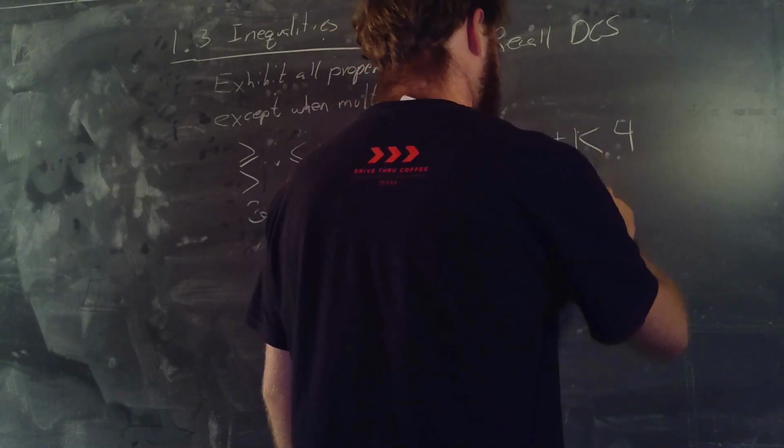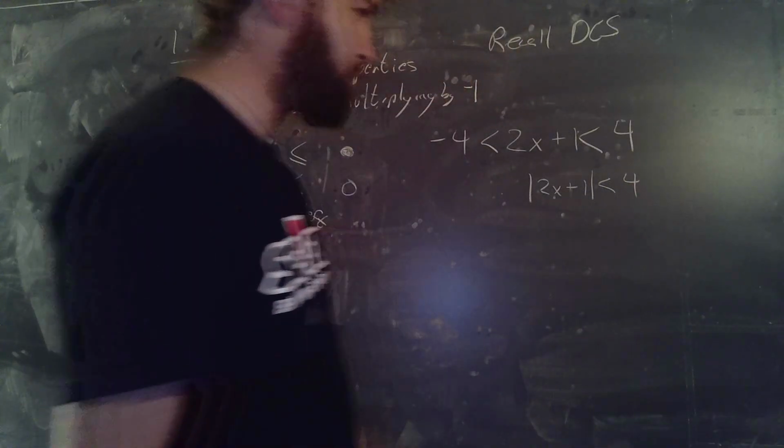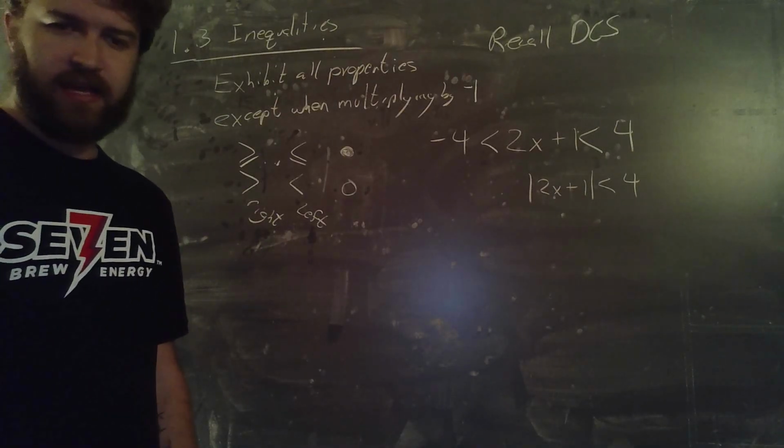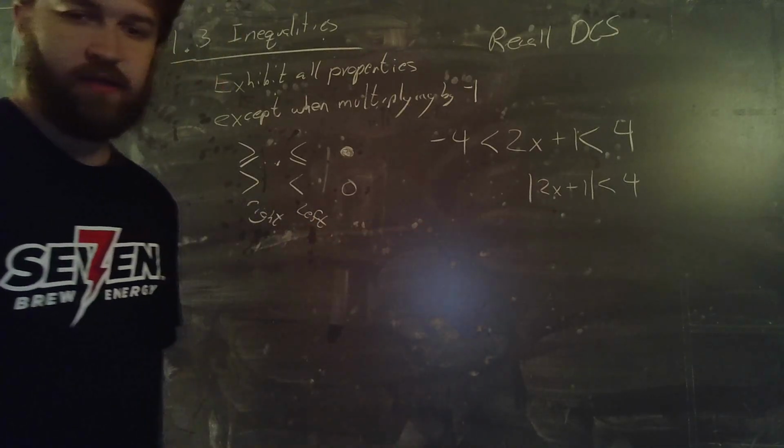Now, as a little extension here, you might notice that what this actually is saying is that the absolute value of 2x plus 1 is less than 4. Those of you that are interested in this kind of thing at this point, I would challenge you to explain to me why that is true.